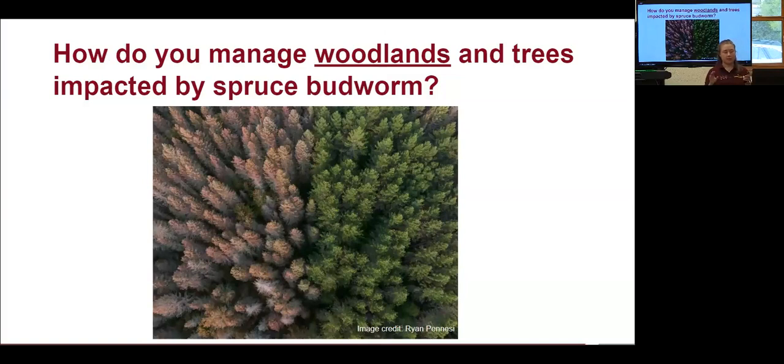So now let's think specifically about what are management actions that you can take in your woodlands and your yards to manage spruce budworm. I'm going to talk specifically about forest management actions that you can take in woodlands, and then Sarah will talk about management for yard trees specifically. And this image that I'm showing here was taken this year over the Superior National Forest. And this is showing a spruce fir forest on the left and a pine forest on the right.